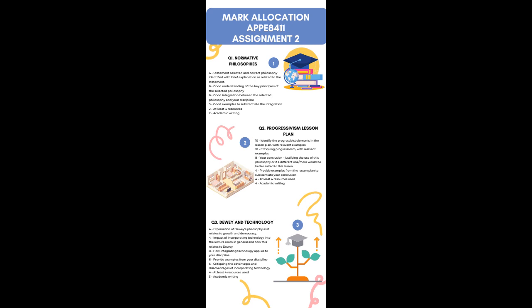And then you're going to critique, you're going to look at the advantages and the disadvantages of incorporating technology. That's actually easy. I think you could do it without even thinking about it. And then 4 marks for your resources and 3 marks for your academic writing. So not a complicated question at all, I think. It's a nice, easy one, a very relevant and topical one, with quite a bit of freedom. In actual fact, all of these questions have a lot of freedom in them. Again, it just needs to make sense.